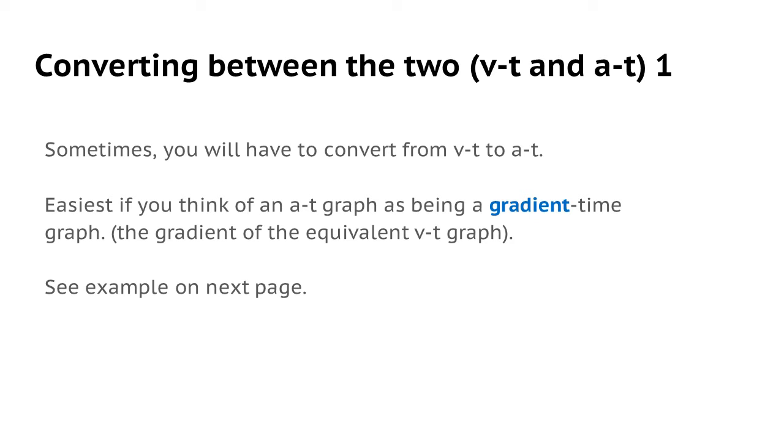It's easiest if you think of an acceleration time graph as being a gradient time graph of the equivalent VT graph. So if you start off with the velocity time graph, and you're basically plotting the gradient of that graph against time, that will get you your acceleration time graph.